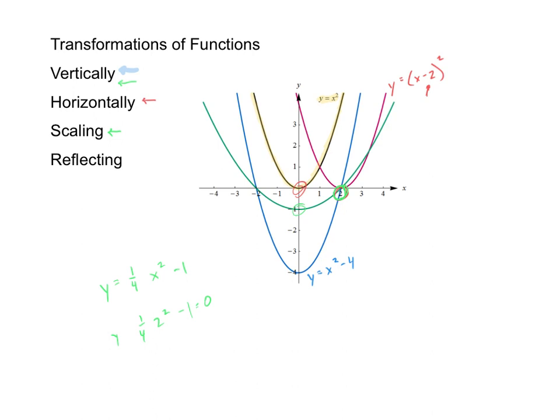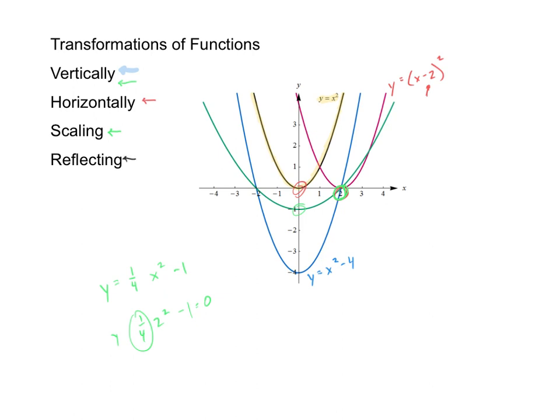So to scale, when we use fractions in front of the x squared term, that makes our parabola or our graph wider. And if it were 2x squared or 4x squared or 8x squared, that would make the parabola narrower, tighter to the y-axis.